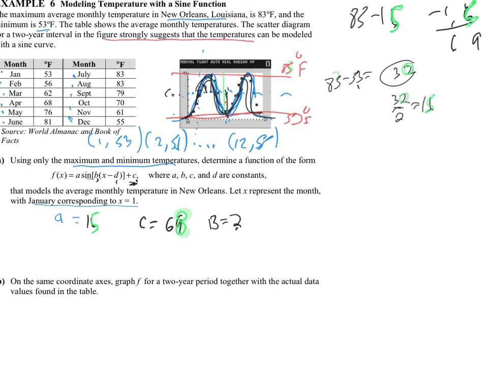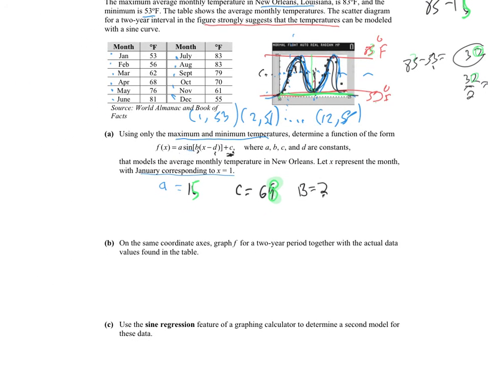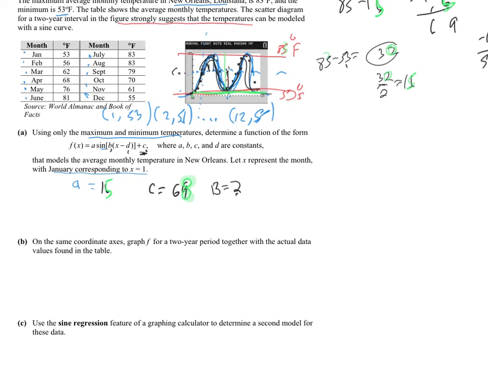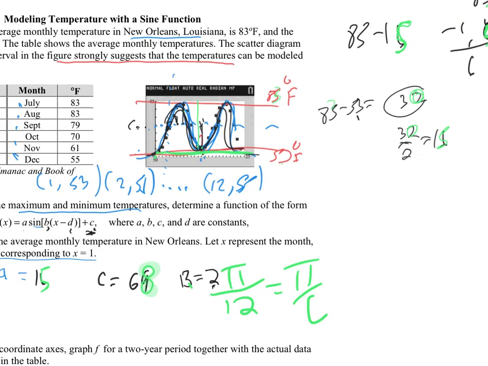While I'm being technical here, I was talking about this being like a 2 pi, done twice, but really every 12 months the whole thing's going to repeat. So whatever's happening here, next year should be about the same. So what I should do for B is think about 2 pi divided by how long it takes, 12. That would be pi over 6. I'll go with that for my B. And I still got the D to worry about.